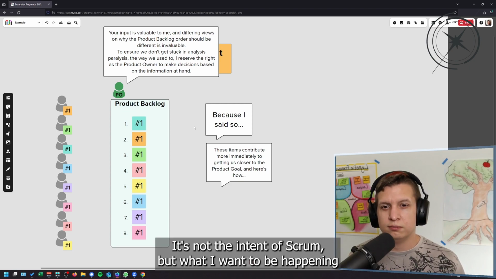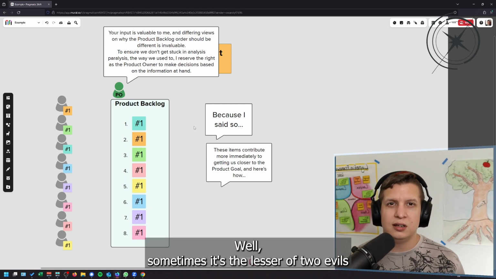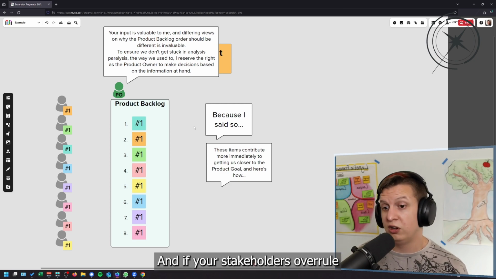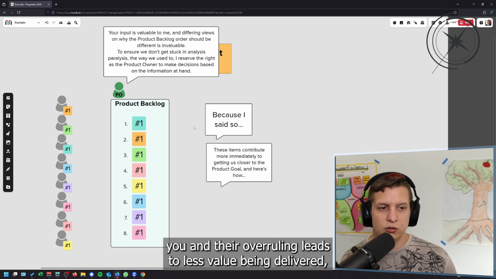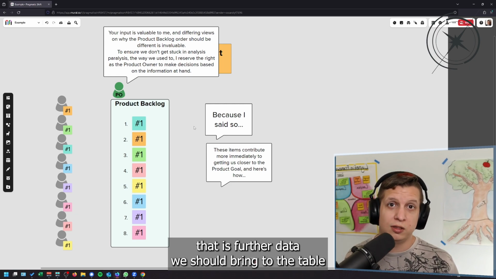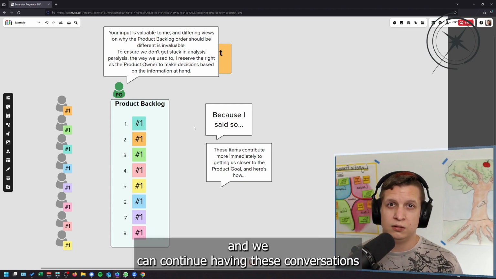It's not the intent of Scrum. It's not what I want to be happening to any product owner out there, but sometimes it's the lesser of two evils. And over time, we can continue working on this, and if your stakeholders overrule you, and their overruling leads to less value being delivered, well, that is further data we should bring to the table. And we can continue having these conversations on and on.